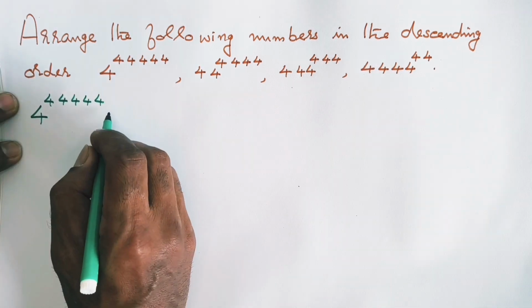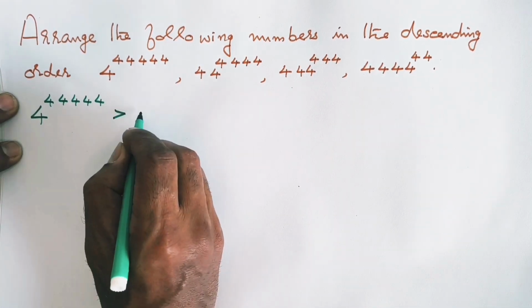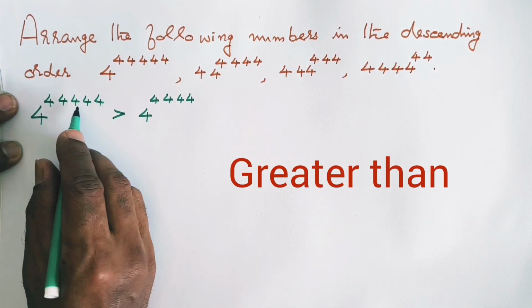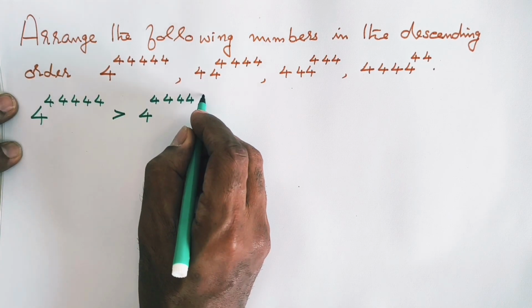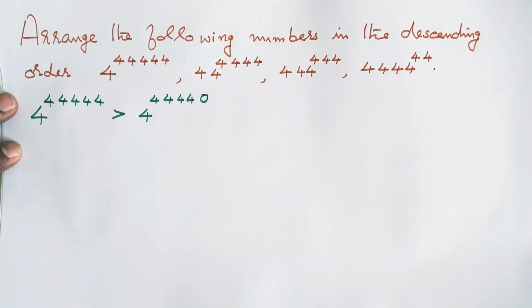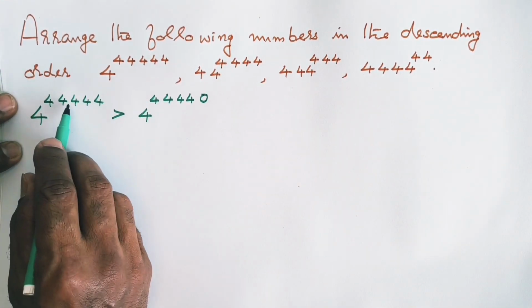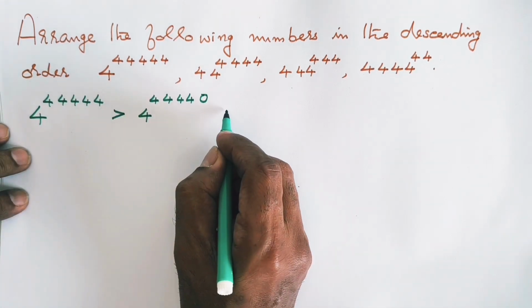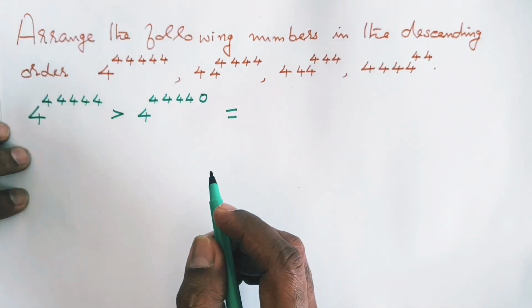44,444. This number we can write as less than 4 to the power of the same index, with the last digit being replaced by 0. Obviously this number is less than this number. Now this you can further simplify like this.